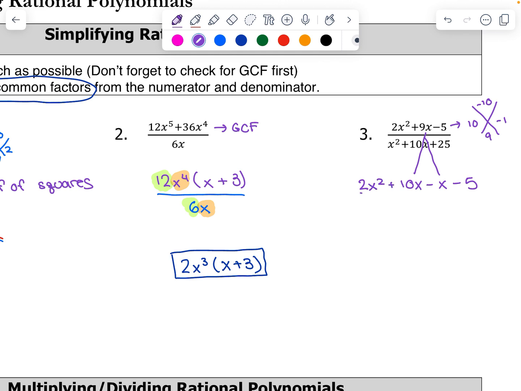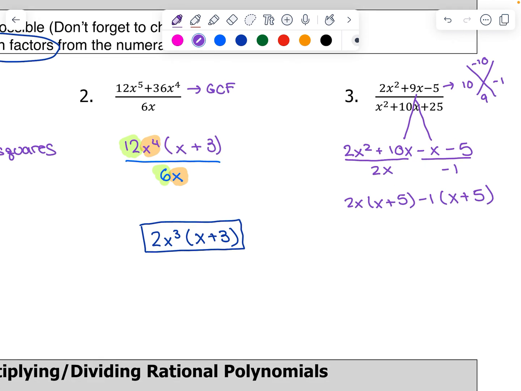The first two have a GCF of 2x. The next two have a GCF of a negative 1. If it starts with a negative, I pull out a negative. So 2x times x plus 5. I pulled out the negative 1, which turns it into a positive x plus 5. So those signs flip. Making my two factors, one of them x plus 5, which I pull out, which leaves me with a 2x minus 1. So my numerator is now factored.